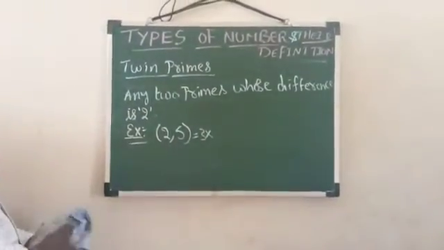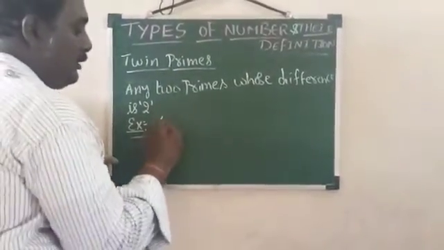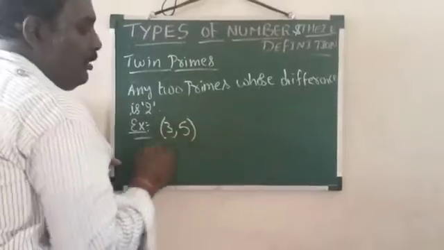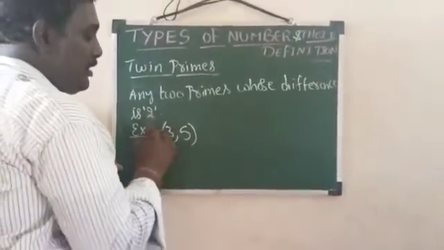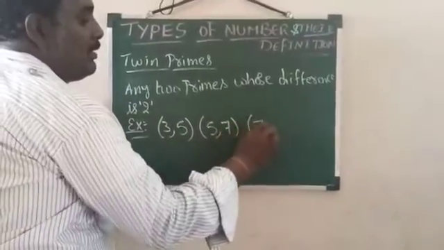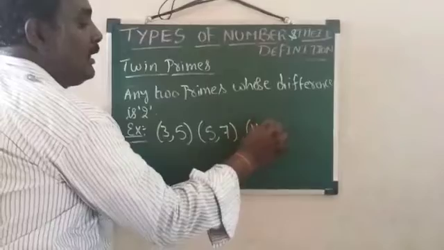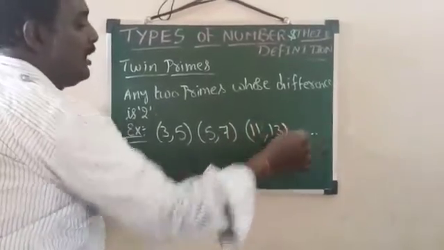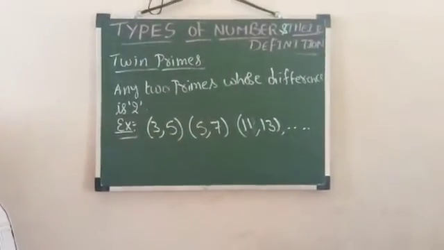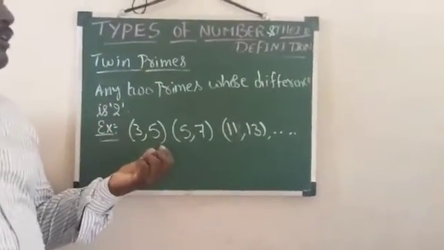Now what shall we do? Then we go for the next pair, 3 and 5. 3, 5 is a twin prime. The difference is 2. 5, 7 are twin primes. 7, 11 will not be. 11, 13 are twin primes. Like that, so many examples we can go ahead. Therefore, these are the very important definitions of numbers.